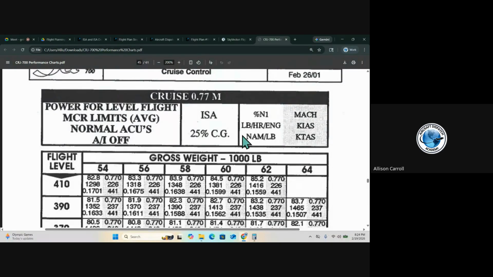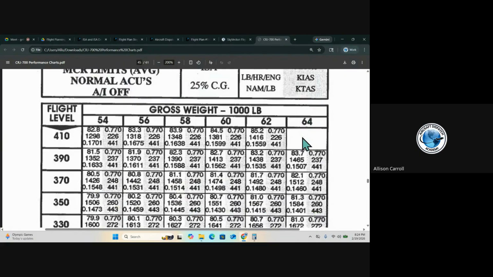If you look at the legend over here, from the cruise charts, we really only need 2 pieces of information. We need our pounds per hour per engine. That's going to be our fuel burn. And then we need our knots, our true airspeed. Not the indicated airspeed. Don't look at the KIAS. Always go for the KTAS, the true airspeed. So we just need these 2 pieces of information from our box.